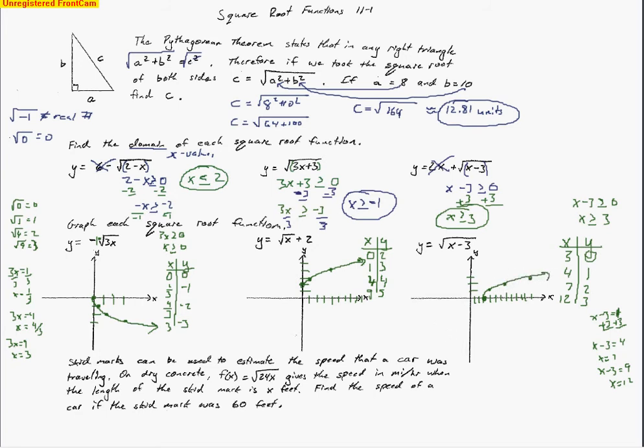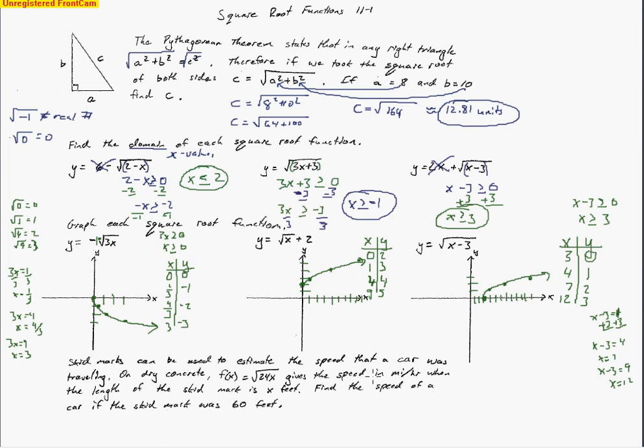Well, the last problem here asks us about more kind of like the first problem we had, where we're going to apply some of these radicals to an actual situation. So this talks about skid marks can be used to estimate the speed that a car was traveling. On dry concrete, the square root of 24x gives the speed in miles per hour. And the length of the skid mark is x feet. So if we plug in the number of feet for x, multiply by 24, take the square root, we get the speed prior to them stepping on the brakes.